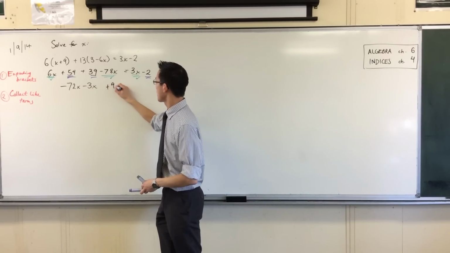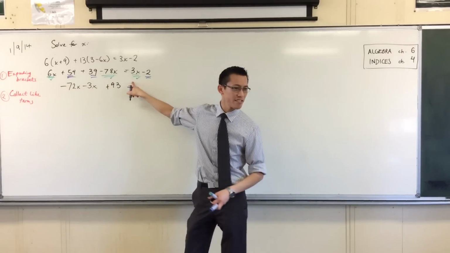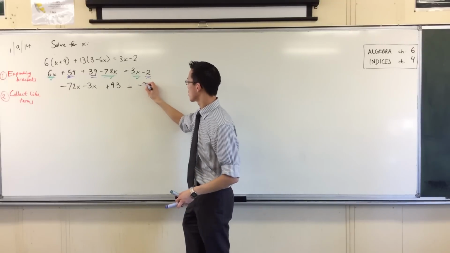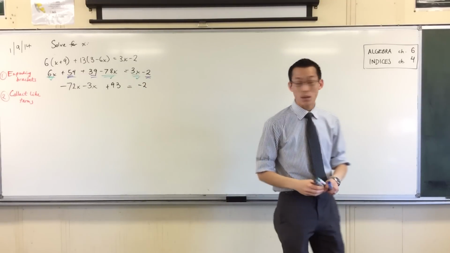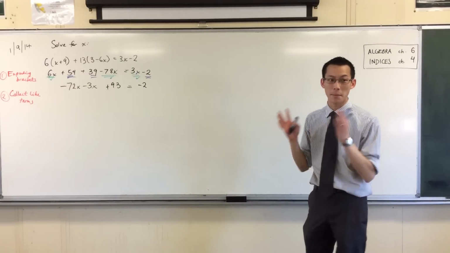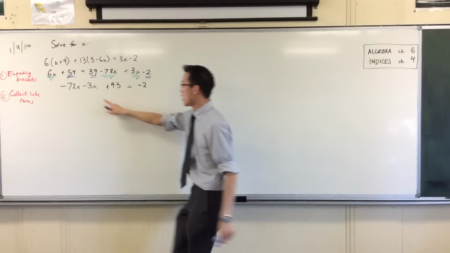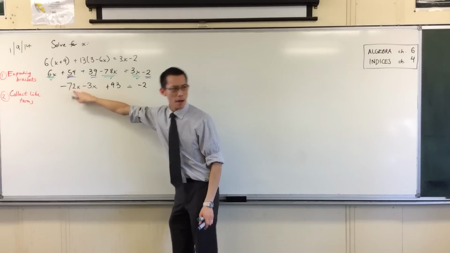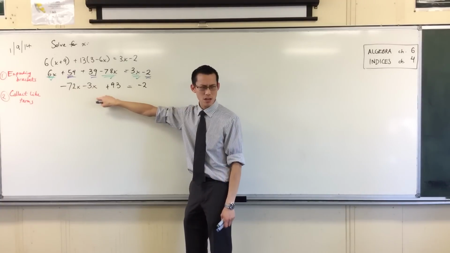So I've got a plus 93 over here. I already got rid of this 3x, didn't I? So I just have minus 2 over here. So I collected a lot of like terms, but I'm not quite done yet, right? Now I have to account for this part. So minus 72, minus 3.